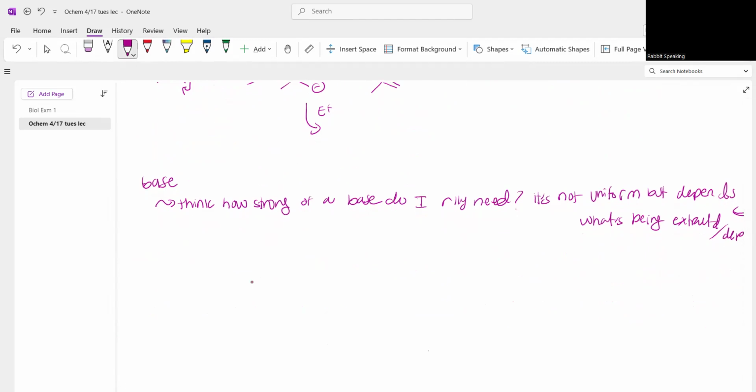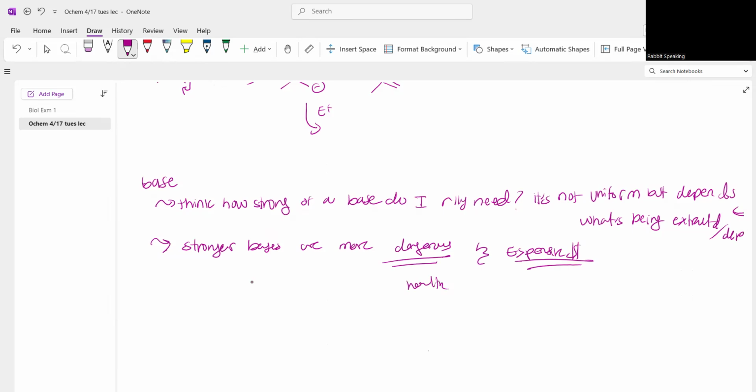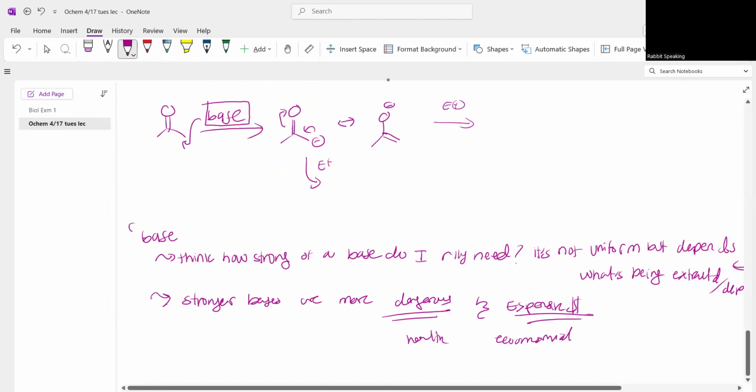And another consideration is that stronger bases are more dangerous and expensive. So these are health and economic considerations you want to take into account when you're choosing a base.